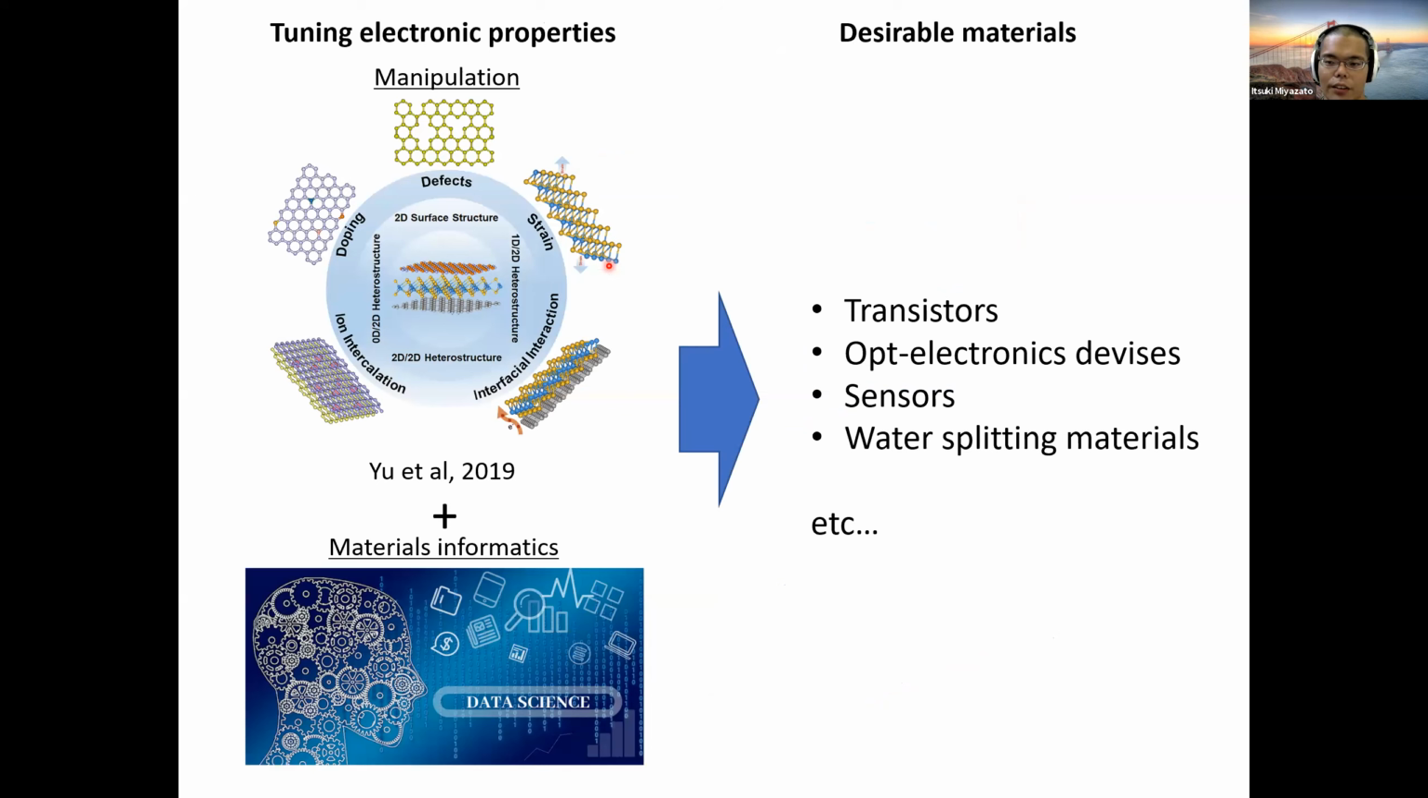And as you can see, the properties of two-dimensional materials can be tuned by structural manipulation, such as doping, inducing defects, adding strain, interfacial interaction, and ion interaction. However, the change of properties by those manipulations is not yet explored systematically, which is the key to designing new applications for two-dimensional materials.